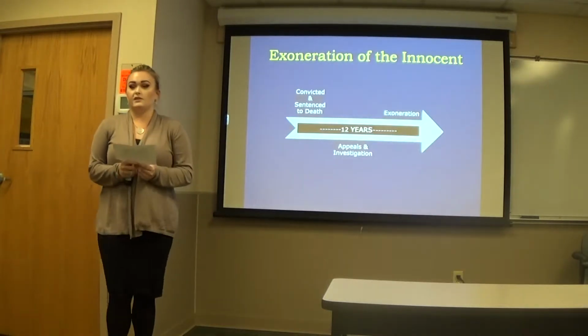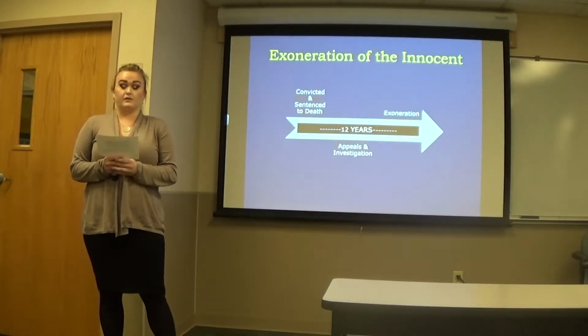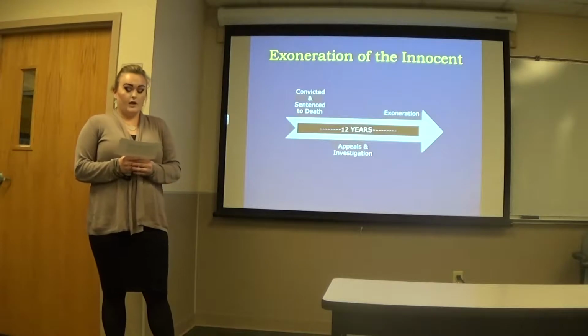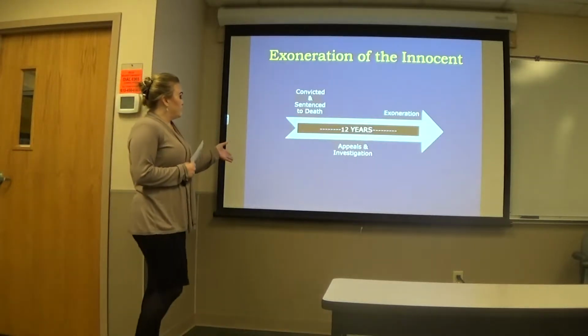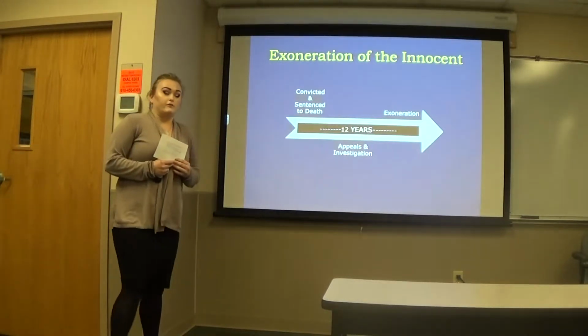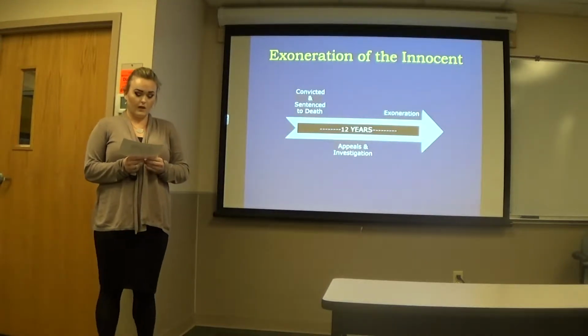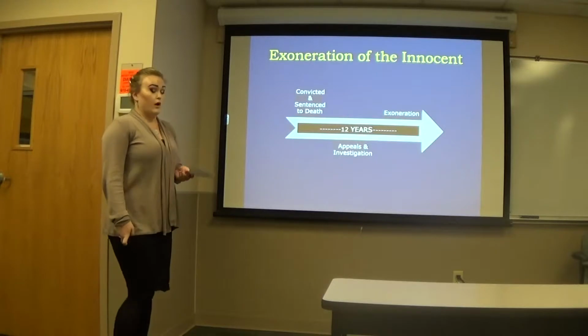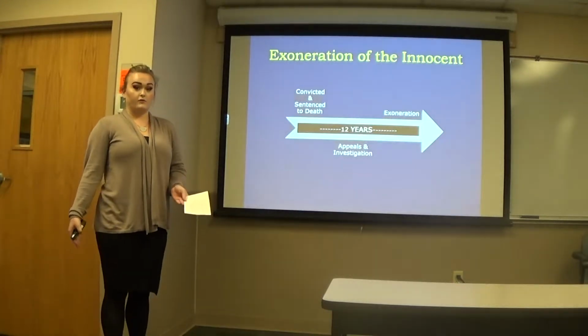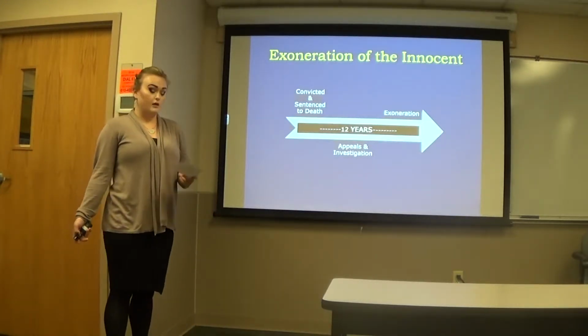So since 1973, 144 exonerations have taken place. The average time served between conviction and exoneration, which is displayed right here, is 12 years. So currently, we don't know how many people on death row may be innocent.